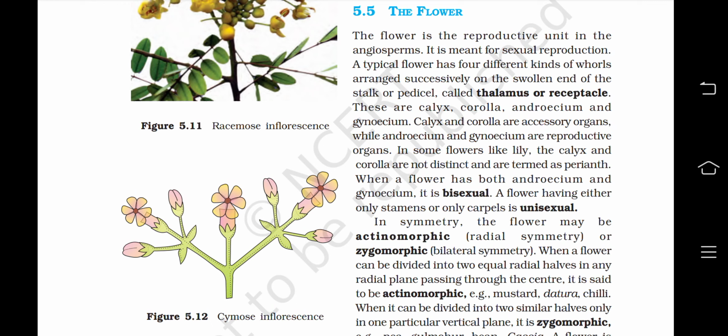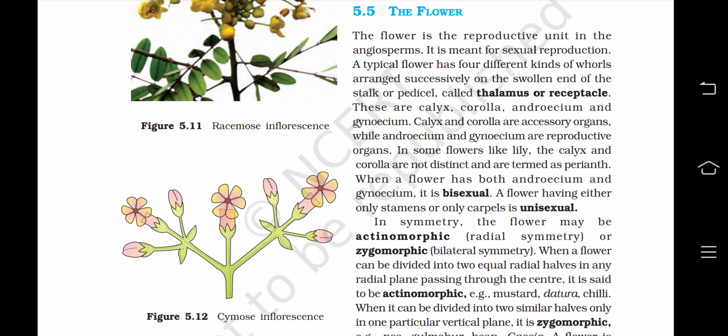Now the flower. The flower is the reproductive unit in the angiosperms. It is meant for sexual reproduction. A typical flower has four different kinds of whorls arranged successively on the swollen end of the stalk or pedicel, called thalamus or receptacle. These are called calyx, corolla, androecium and gynoecium. Calyx and corolla are accessory organs, while androecium and gynoecium are reproductive organs.